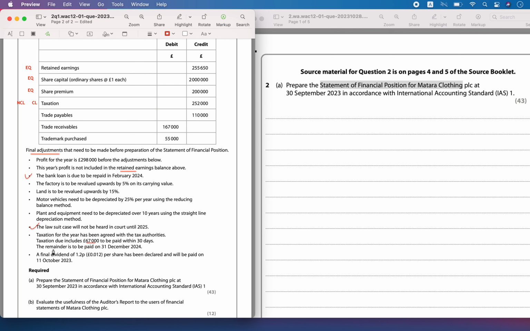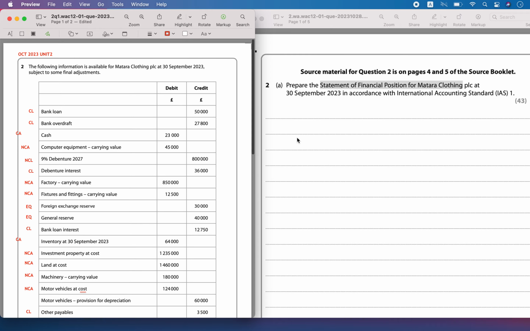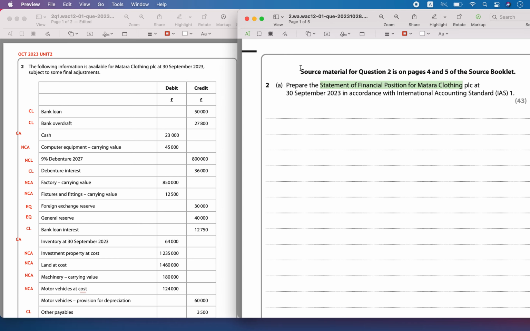Then trade payables. Trade payables is a current liability. And trade receivables, it is a current asset. And the trademark, it is going to be a non-current asset. Its benefit you are going to reap for more than one year, so that's how you classify. Now we'll start including everything.